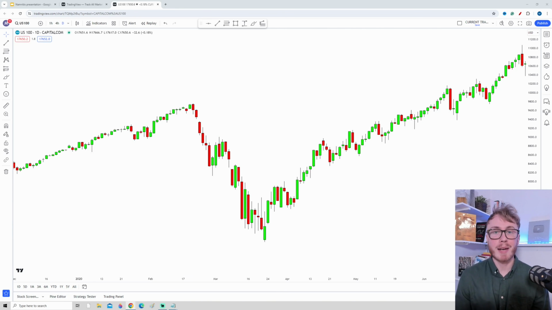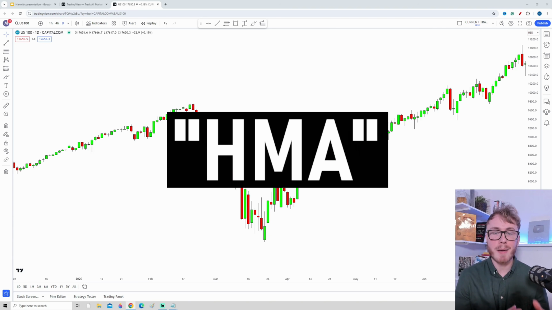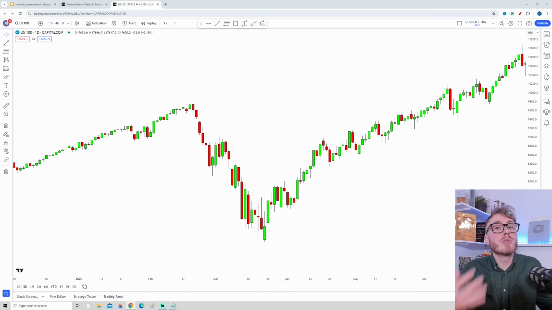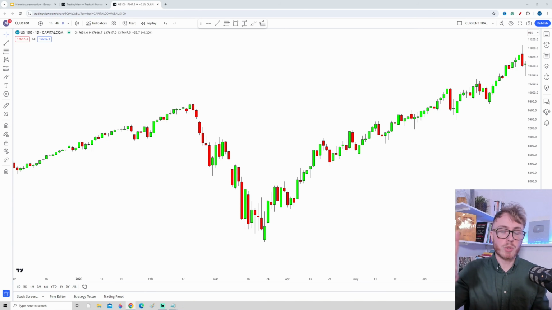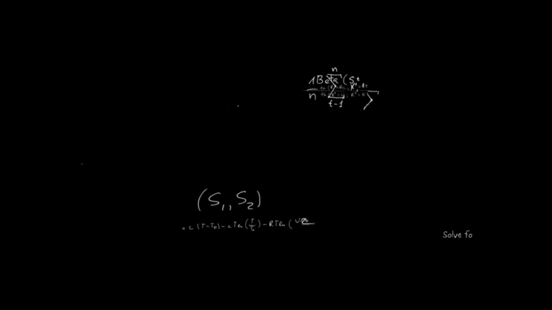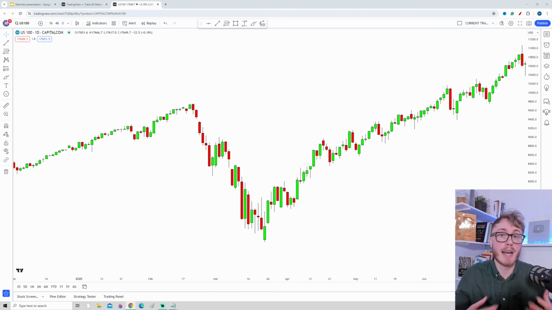Okay, so now the time has come to take a look at the HMA. And the HMA is a newer moving average. It was developed by a guy called Alan Hull, and that's why it's called the Hull moving average. And this moving average actually has two goals. It wants to both improve the responsiveness of the moving average, while at the same time improve the smoothness of the moving average. And the calculations for the HMA are much more complicated than both the SMA and EMA. But this right here is not something you have to worry about.